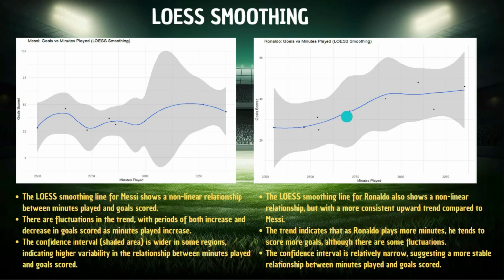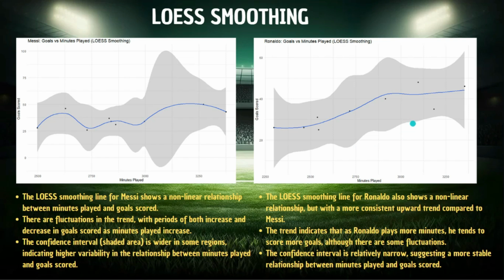And here's Ronaldo, on the other hand. You can see that the smoothing line for Ronaldo also shows a non-linear relationship, but with a more consistent upward trend compared to Messi's. The trend indicates that when Ronaldo plays more minutes, he tends to score more goals, although there are some fluctuations within the graph. And the confidence interval is relatively narrow, suggesting a more stable relationship between minutes played and goals scored.